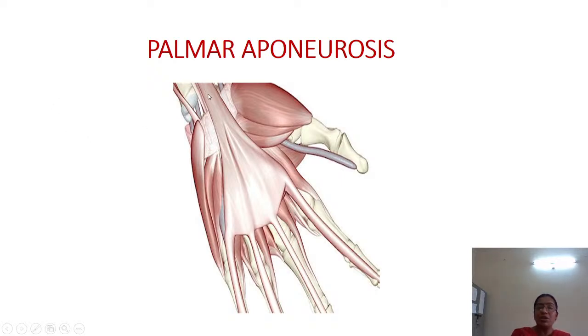Yes, this palmaris longus tendon, which was passing beneath the flexor retinaculum, coming to the palm forms an aponeurosis which is called the palmar aponeurosis, which is a thickening of the deep fascia. Here, the thickening of the deep fascia in the palm forms the palmar aponeurosis. Morphologically, it is a degenerated tendon of insertion of the palmaris longus tendon.